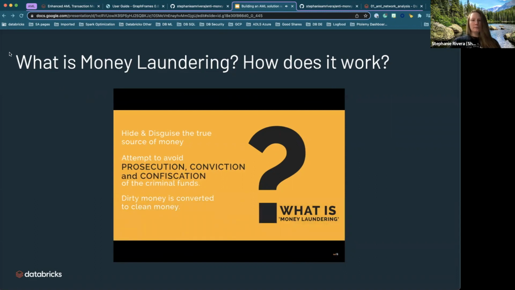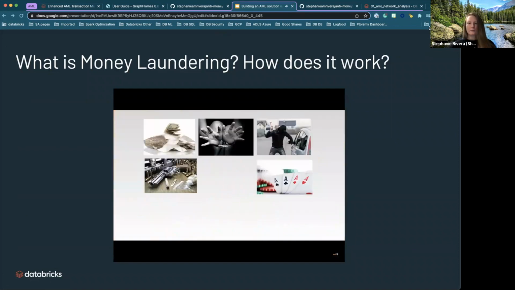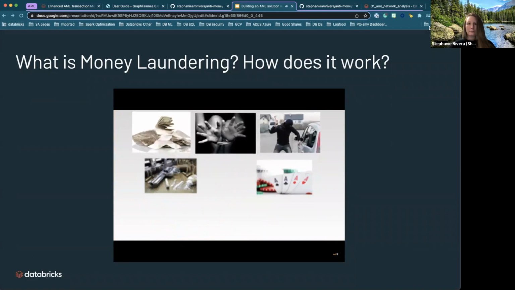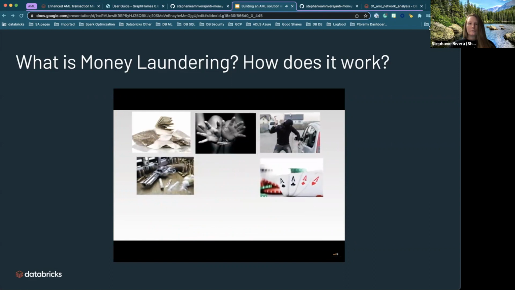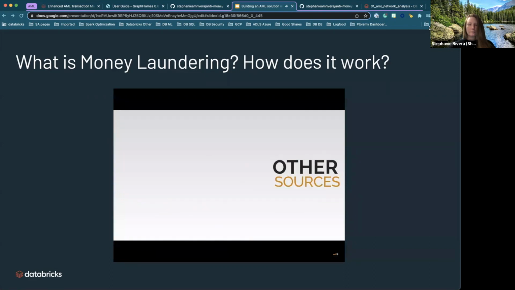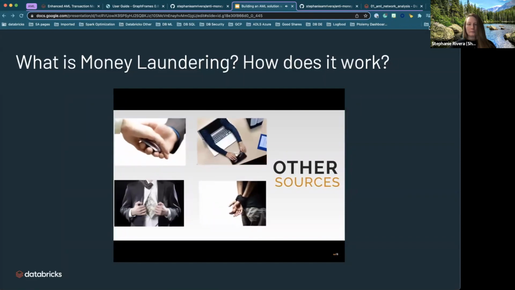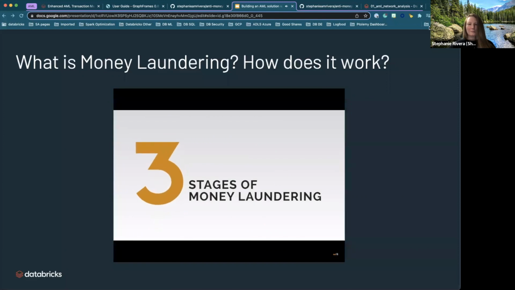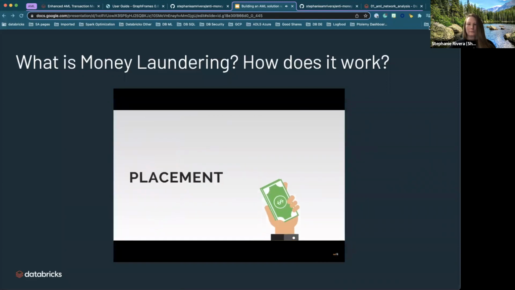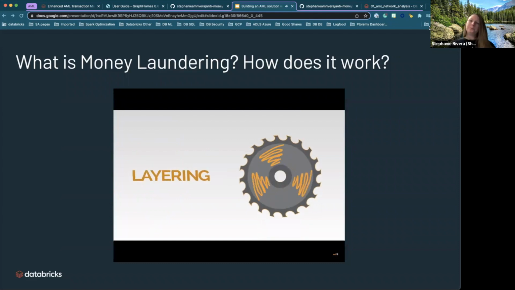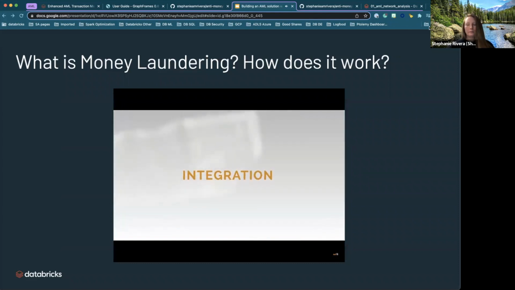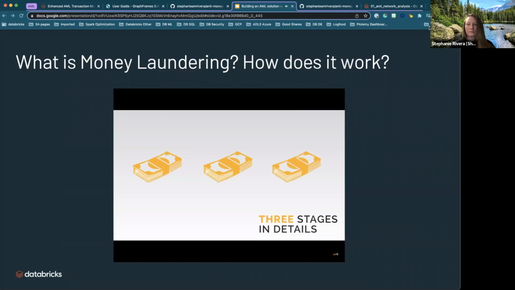Now that we know the definition of money laundering, it is important to know the sources of dirty money. In this category, we have drug trafficking, human trafficking, criminal offenses, gambling, smuggling, and many more. Other sources of dirty money are bribe, fraud, tax evasion, and kidnapping. Let's look at the 3 stages of money laundering. First stage is the placement stage, the second is layering, and the third is integration. Now, let's look at each of these stages in detail.